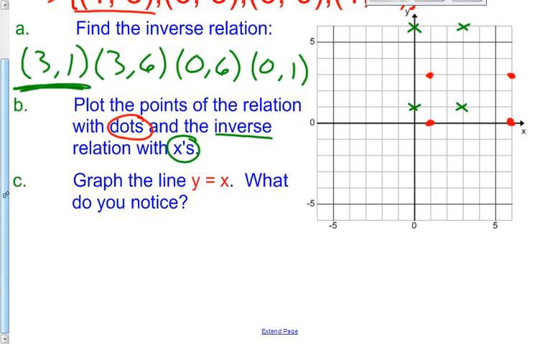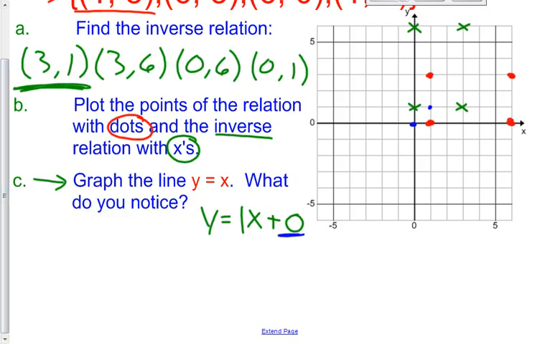Our final one, it says for C, graph the line y equals x, and what do you notice? Graph the line y equals x. Well, y equals x is like saying y equals 1x plus 0 to put it into y equals mx plus b form. So our y-intercept is 0, and then our slope is 1. Up 1, over 1. A rise of 1 and a run of 1. Let's connect these with a straight edge.